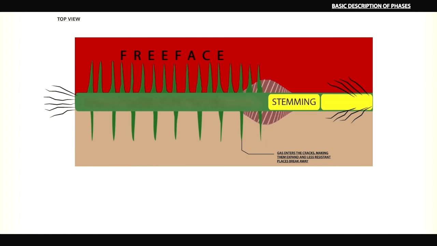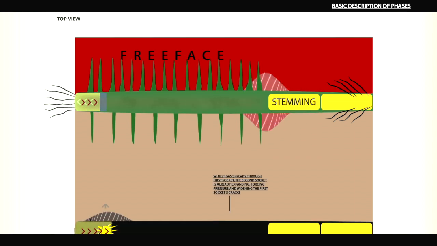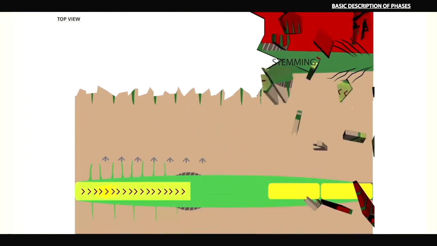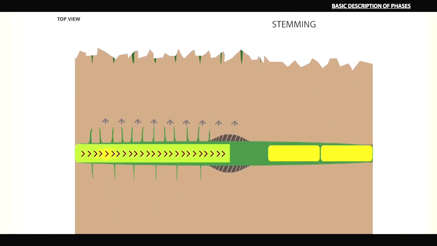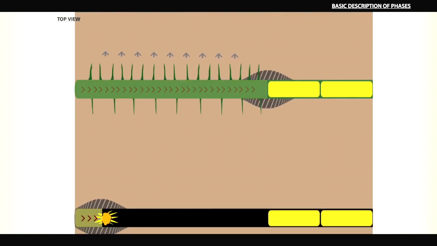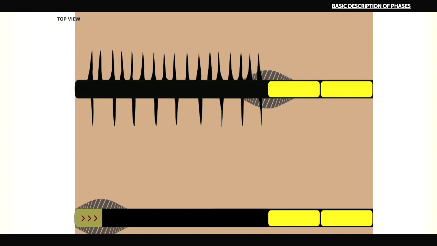This chemical reaction will release gas that will enter the cracks created by the bounce shock wave and widen them, resulting in the rock breaking away to the free face side of the drill hole. The gas will enter the cracks on the other side of the drill hole at exactly the same time as the bounce shock wave and the next drill hole passes by.